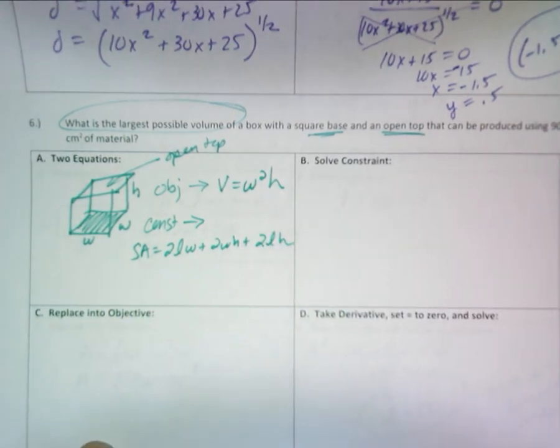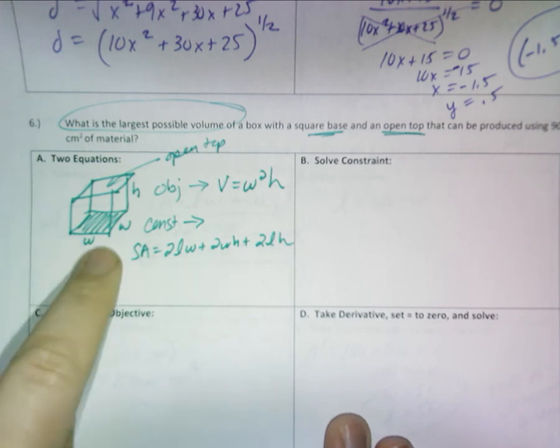That's the formula for any box to find the surface area: 2LW, 2LH, 2WH. We have a problem though. We do not have 2 of something. We have 1 of something, but we have 2 of everything else.